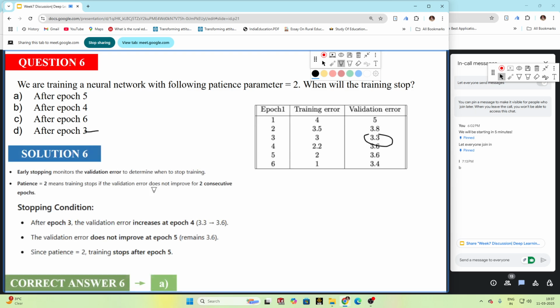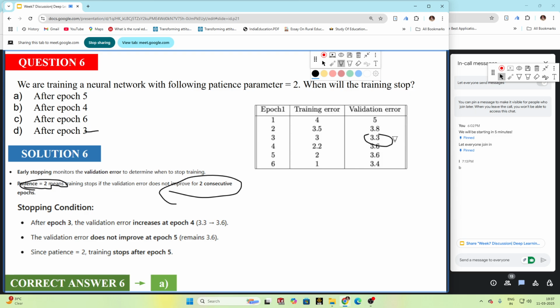So see, what does early stopping do? It monitors the validation error to determine when the training will stop. Patience 2: what does this mean? That is very important. Training will stop if the validation error does not improve for two consecutive epochs. So again I am telling, if the validation loss does not improve for two consecutive epochs, then you have to stop the training.